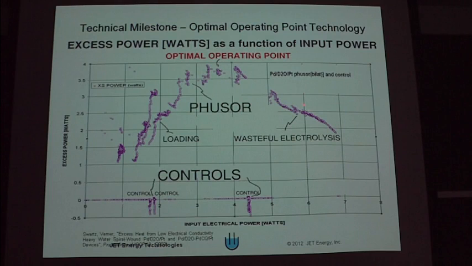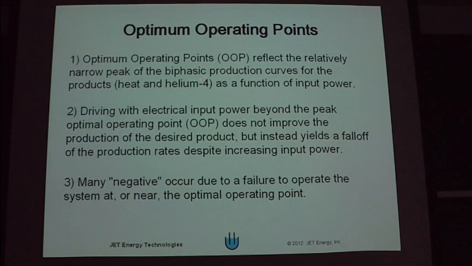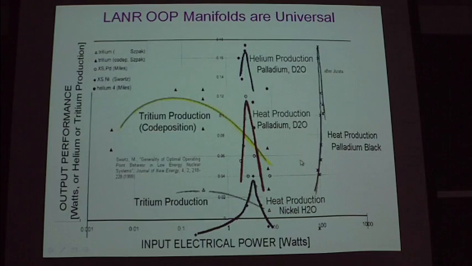Here again is one of these optimal operating point manifolds. The optimal operating point reflects the narrow peak of, in the case of heat production, the generation of heat in helium-4. And if you drive beyond the optimal operating point, you're wasting the energy. You're going to lower the efficiency of your system. I believe that many negative results in cold fusion have been from the failure to understand this and from driving it at the wrong place.